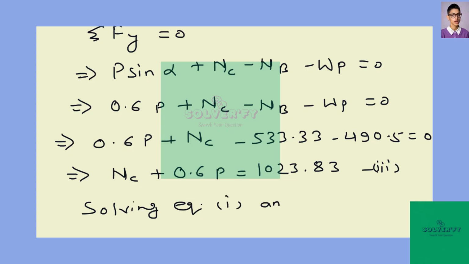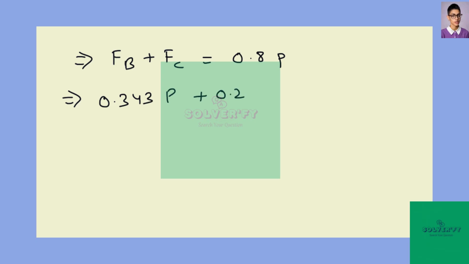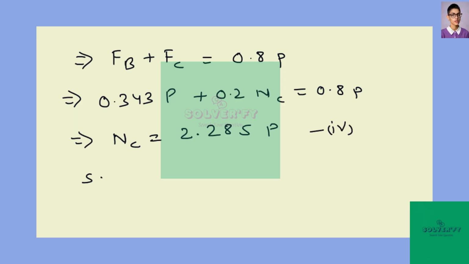Now solving equation 1 and equation 2, we can write as FB plus FC is equal to 0.8P. On further solving, 0.343P plus 0.2 NC is equal to 0.8P. NC is equal to 2.285P, that is our equation 4.